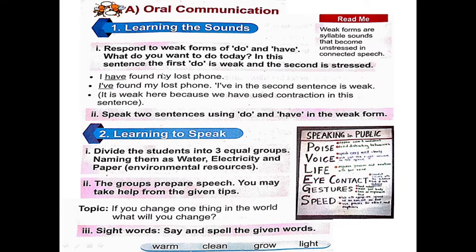I have found my lost phone. Have is stressed. I found my lost phone. I've in the second sentence is weak. It is weak here because we have used contraction in this sentence.